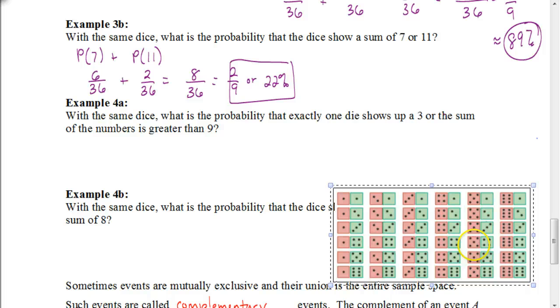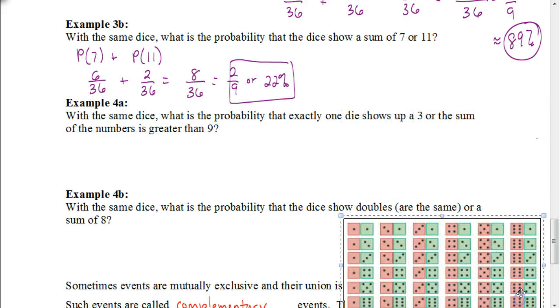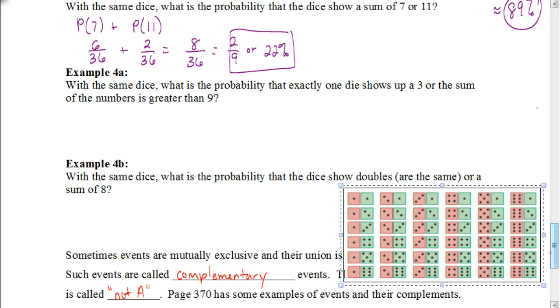And then I want you to do example 4b, where it says with the same dice, what is the probability that the dice shows up doubles or a sum of 8? So is that a situation that's exclusive or not? I want you guys to pause this video and work on both of these examples using the information. Maybe if I do this you can see it all. So pause the video and hit play when you're ready to check to see if you've got these two answers correct.